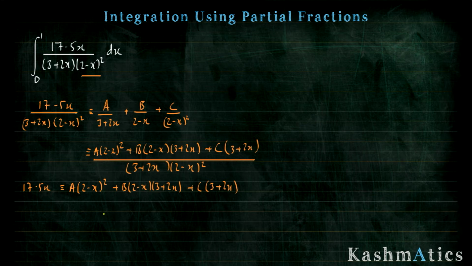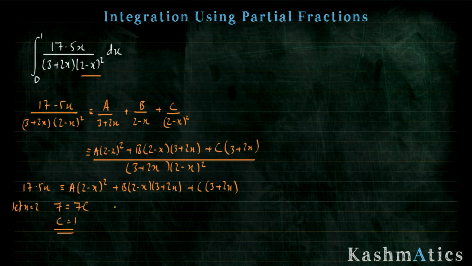Now the first thing I'm going to do is say let x equal 2. The reason I do that is because this term disappears, so they become 0, this becomes 0, which means all of that goes, leaving me with just this term and this over here. So when x equals 2, I've got 17 take away 5 times 2, so 17 take away 10, which is 7, and that's equal to, so I can ignore these two because they become 0, 3 plus 2 2s, so 7, so that's 7c, which means c is equal to 1.